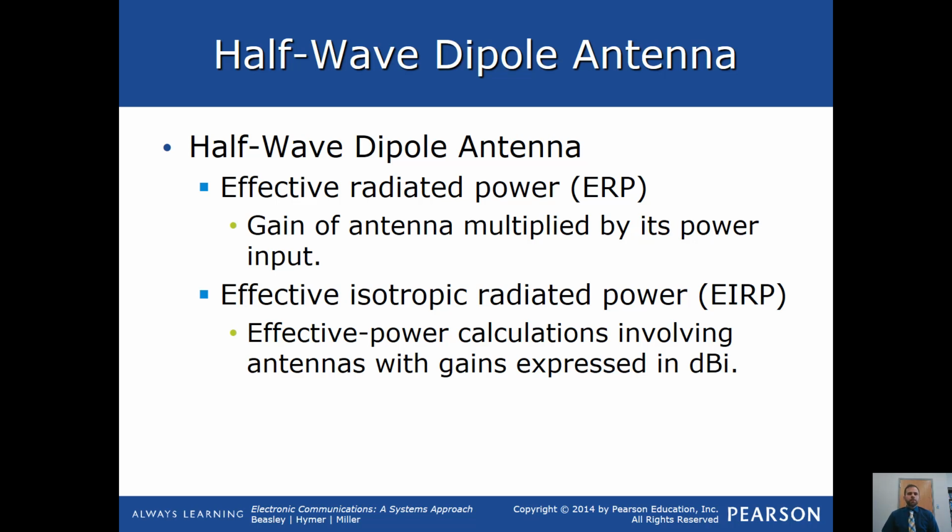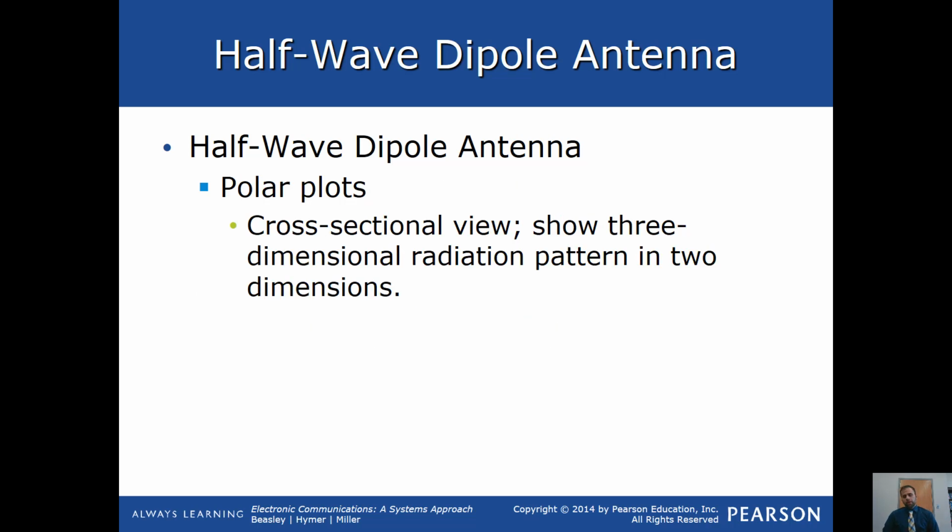So effective isotropic radiated power, so you see that isotropic word, which means it radiates equally in all directions, is the effective power calculation involving antennas with gains expressed in dBi, as I mentioned. And dBi stands for isotropic, as if you were radiating equally in all directions. So that's important to note. And then we have polar plots, which are a cross-sectional view showing three-dimensional radiated power patterns in 2 dimensions.